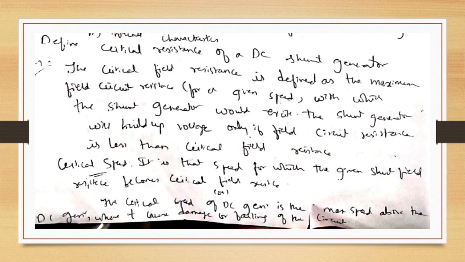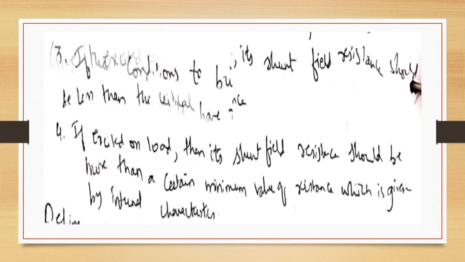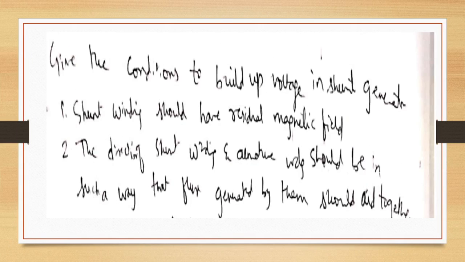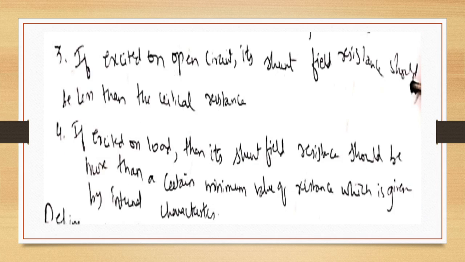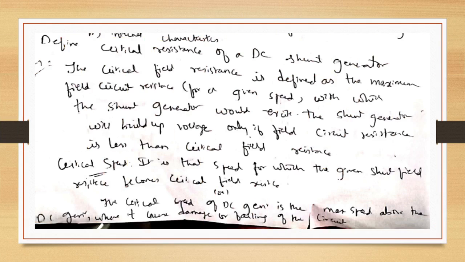So one more short question I have given. So those four points are enough, students, to write the conditions to build up voltage in a shunt generator. Of course, this topic we will discuss in detail in the later classes. But from the internal exam point of view, you can write these 4 points. It's enough. Okay. Now next question is define critical resistance of a DC shunt generator.